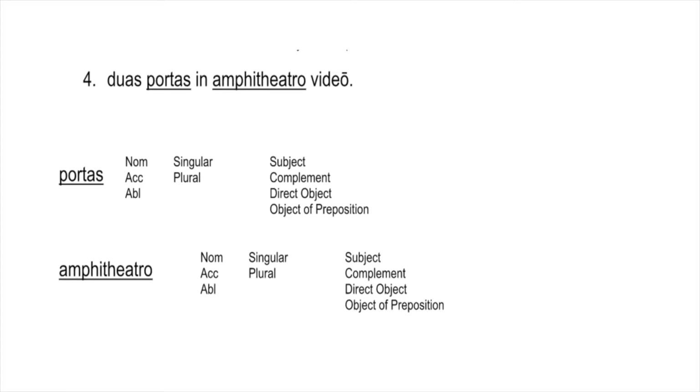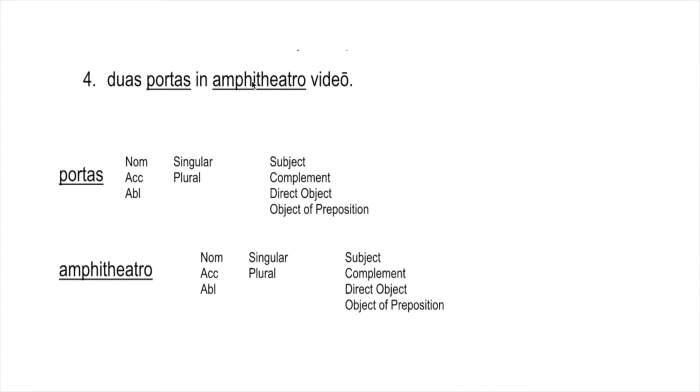Okay, so now that you've paused it, let's go through it. Duas portas. They look like they have the same ending, so they probably go together. And remember our as ending? As is the plural accusative, so we know this is the direct object. So we're going to hang on and wait to translate that. In amphitheatro, all right, so I see an in plus an o ending, so that tells me that this is a sentence with an ablative plus a preposition. So this is telling me a location.